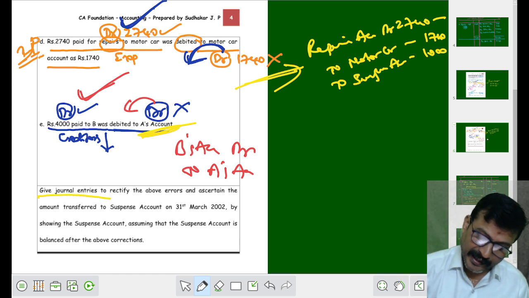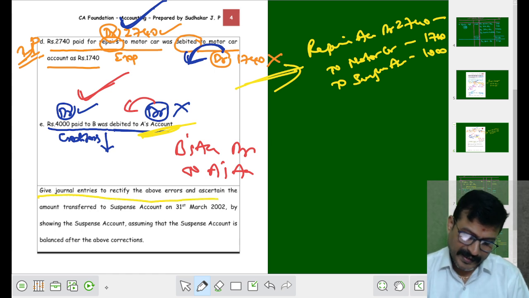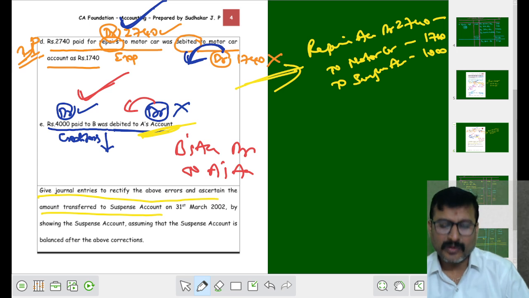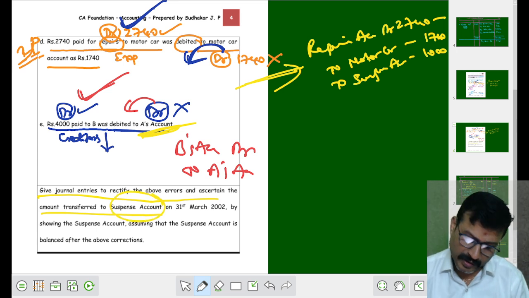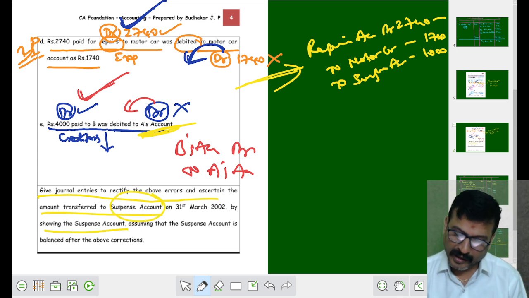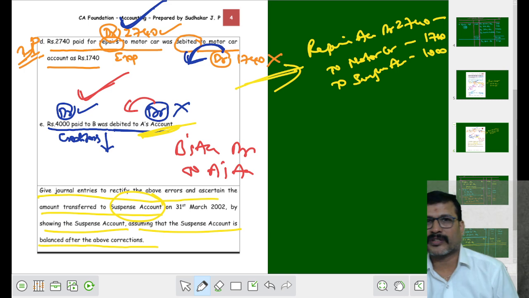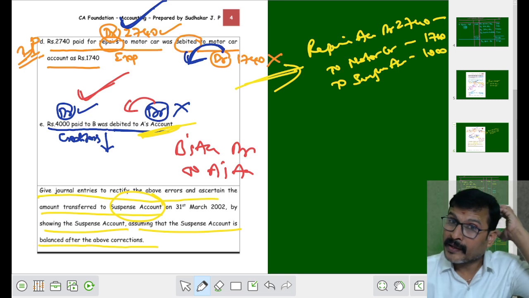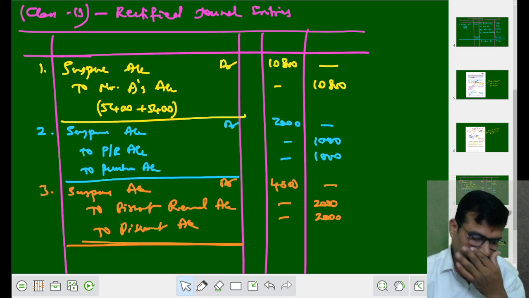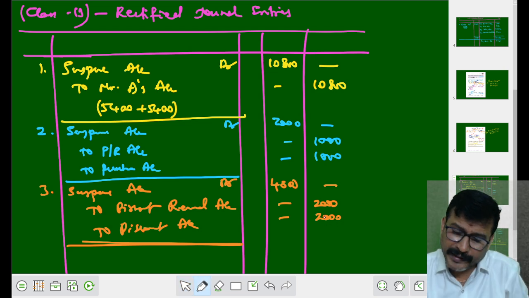Now give the journal entry to rectify the above errors. Ascertain the amount transferred to suspense account. So we have to prepare the suspense account also, assuming that suspense account is balanced after the above corrections. Now shall we move on to the suspense account? See what happened. How to write the suspense account?